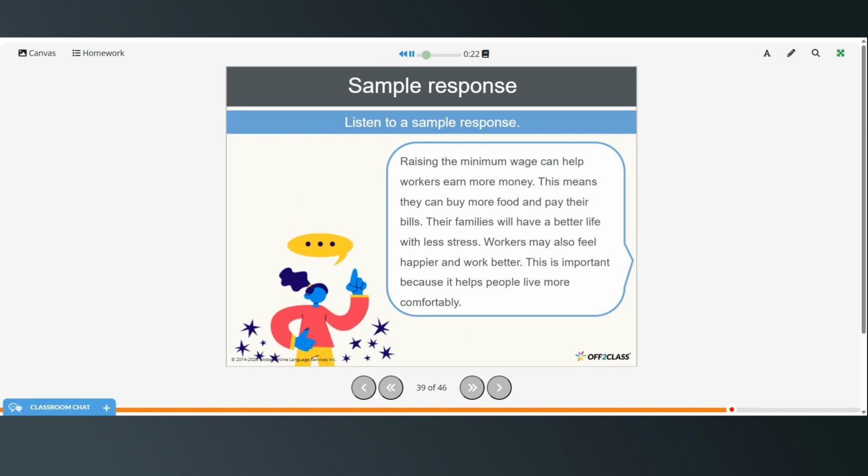Raising the minimum wage can help workers earn more money. This means they can buy more food and pay their bills. Their families will have a better life with less stress. Workers may also feel happier and work better. This is important because it helps people live more comfortably.